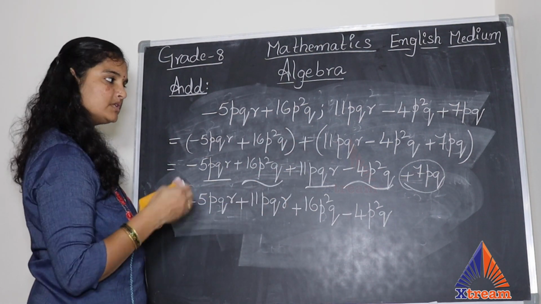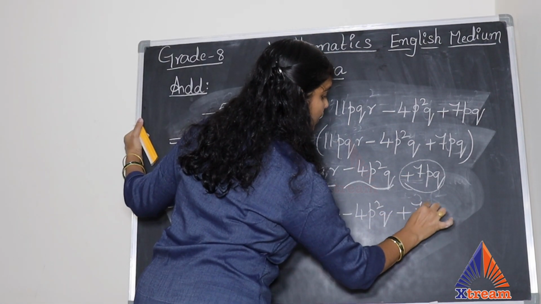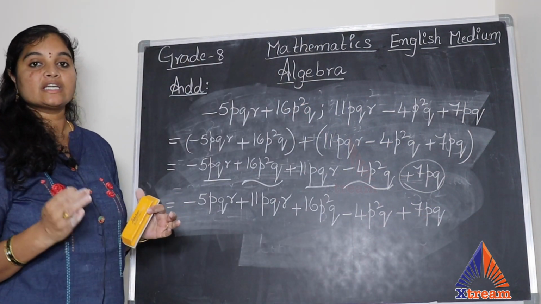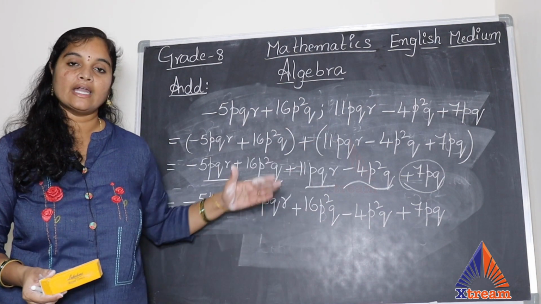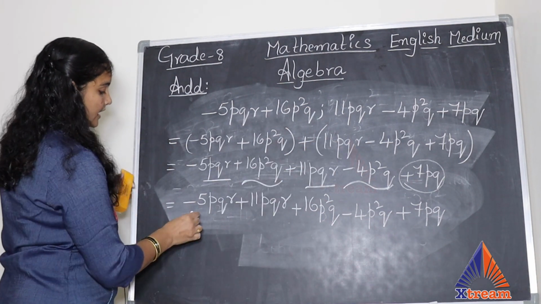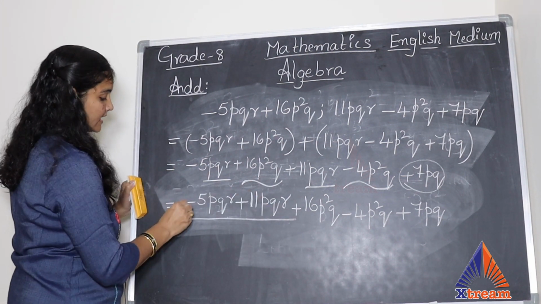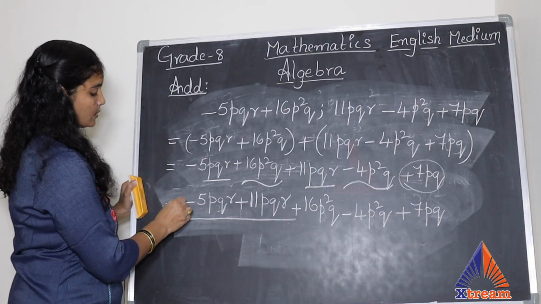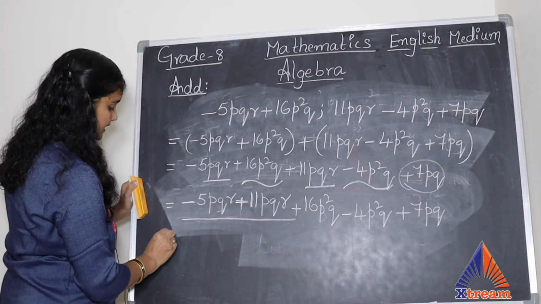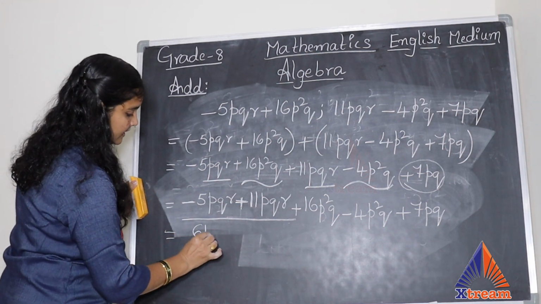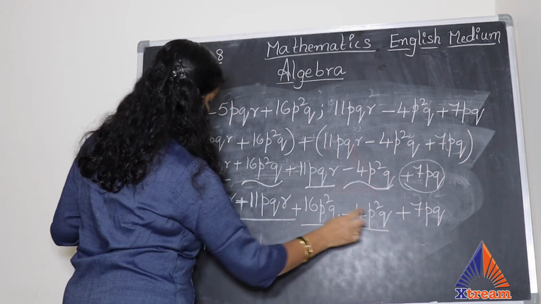So what do we do? Shall we just leave it? No. That will be carried forward along with the other terms. If any term in the expression doesn't have any like term, you have to bring it down until you get the answer. So now I'll be adding this. I have 11PQRs and minus 5PQRs. So one is negative, one is positive, so I do subtraction. 11 minus 5 gives me 6PQR. Positive 6PQR because 11 is greater than 5.